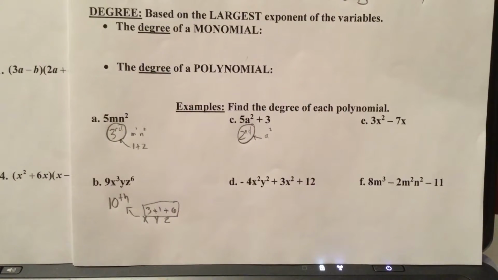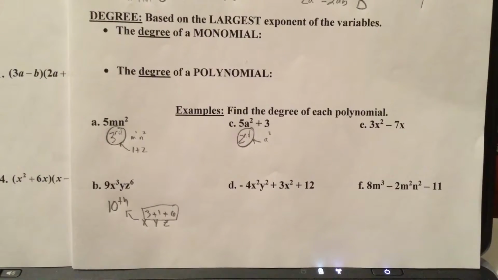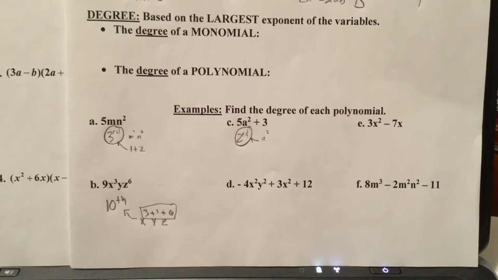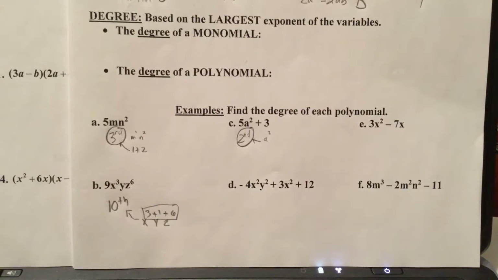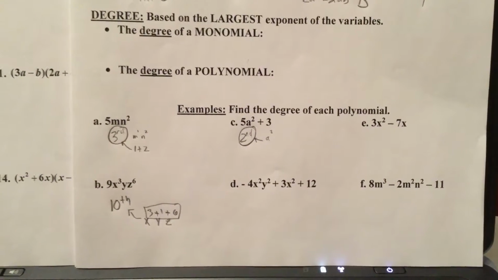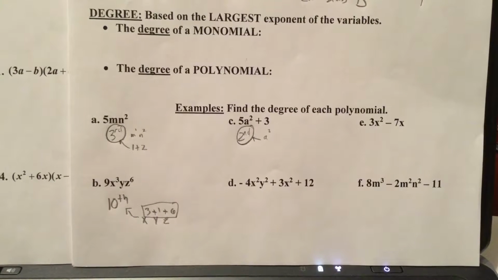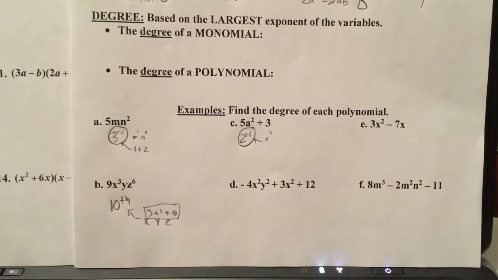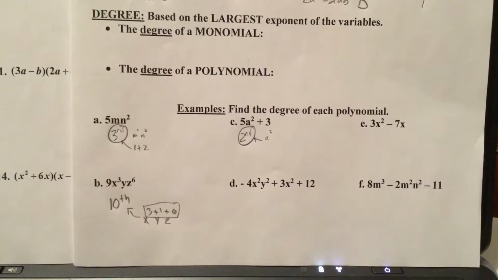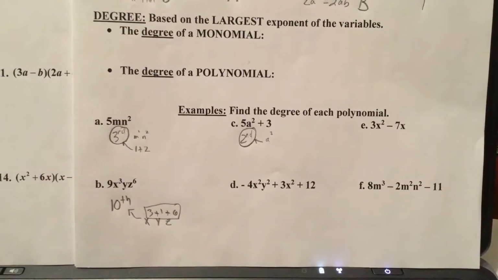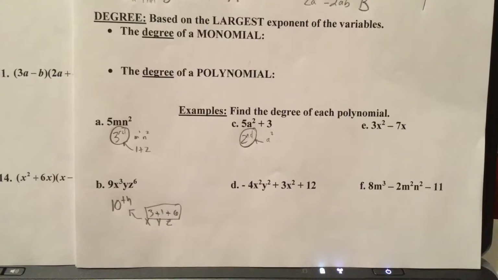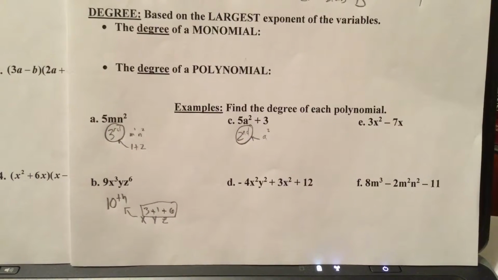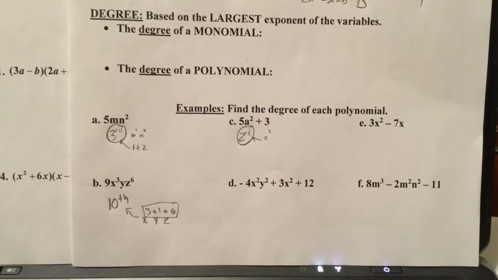To explain the degree of a monomial, polynomial, binomial, any kind, we look at what is the highest power of each term. So in A, I have m to the first and n to the second, so that is a third degree polynomial. In B, my exponents for x, y, and z are 3, 1, and 6. That's a 10th degree term. In C, my a squared is a second degree polynomial.